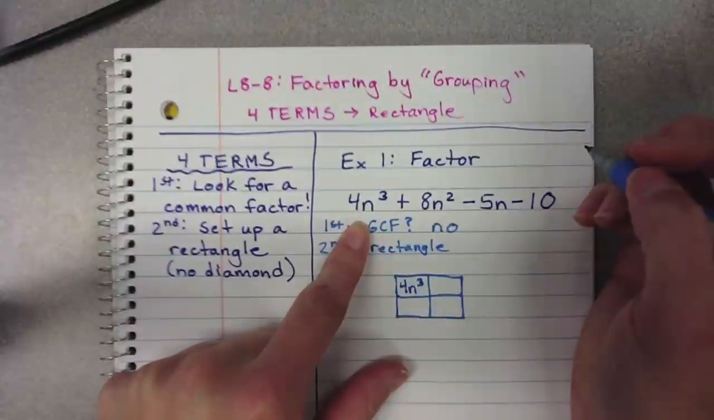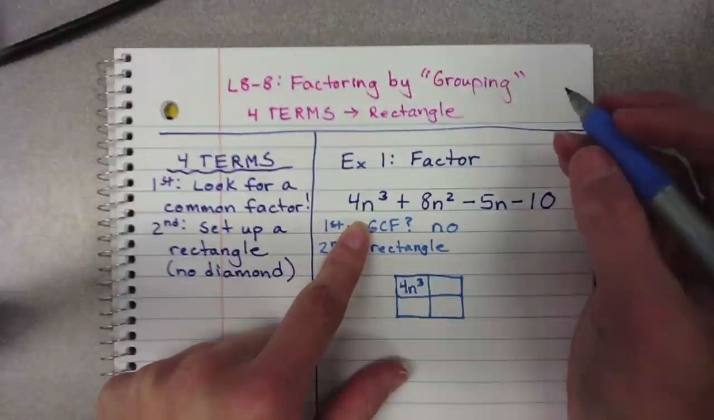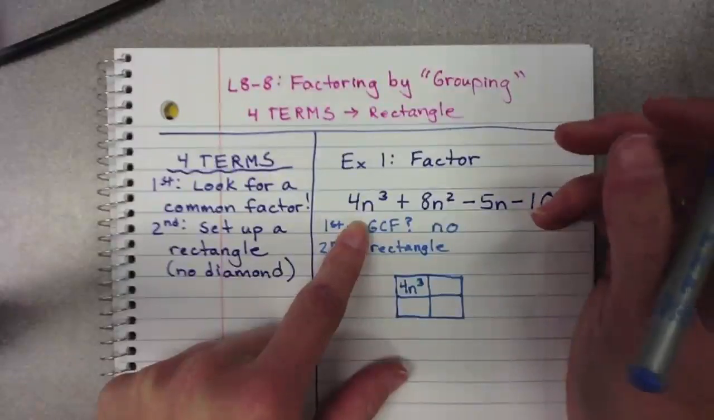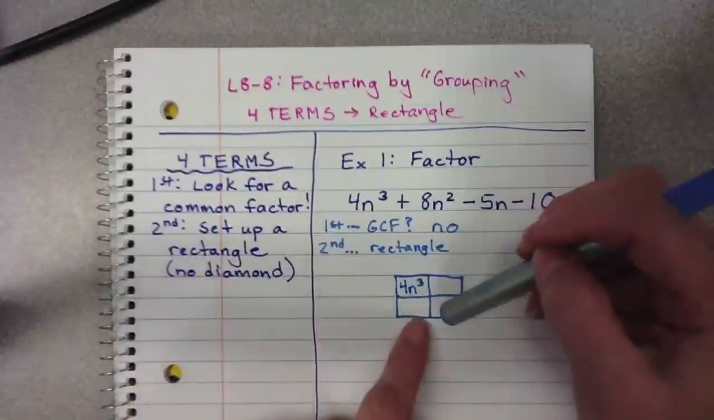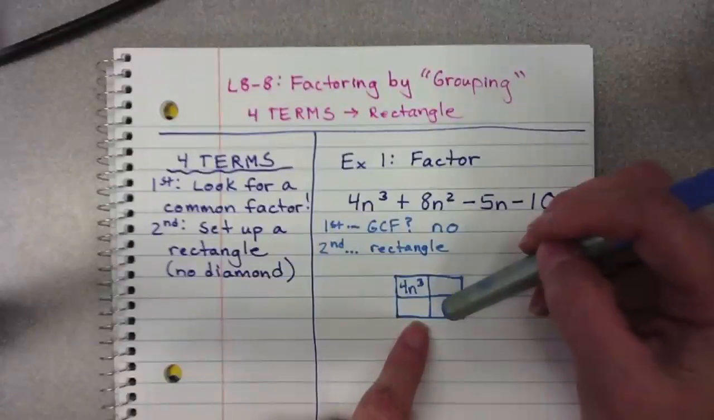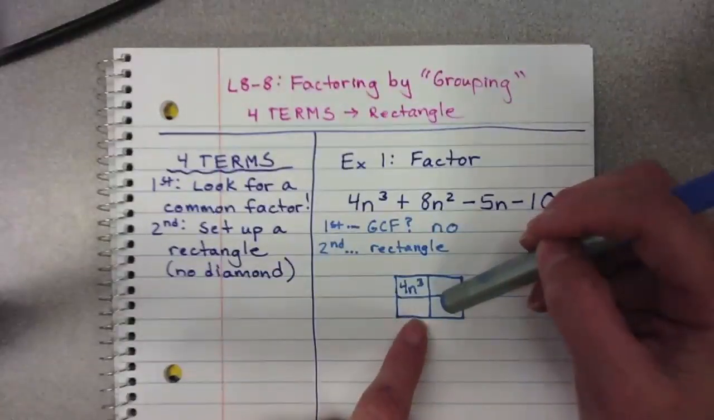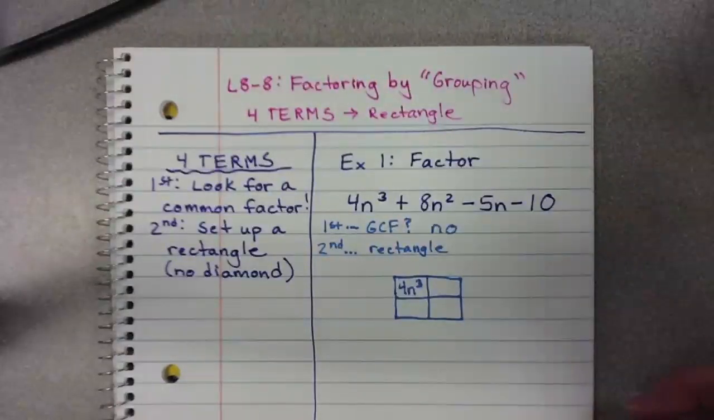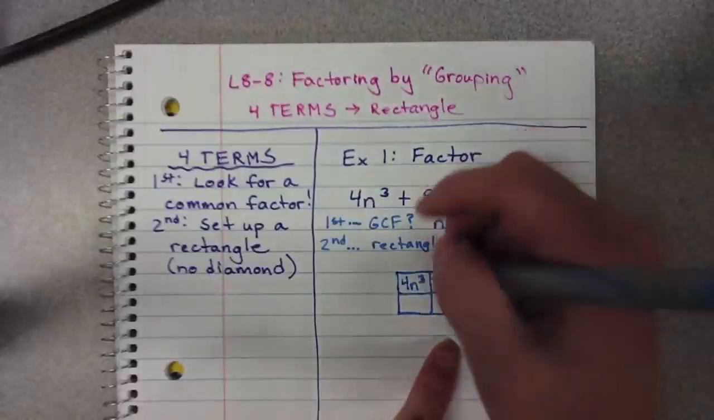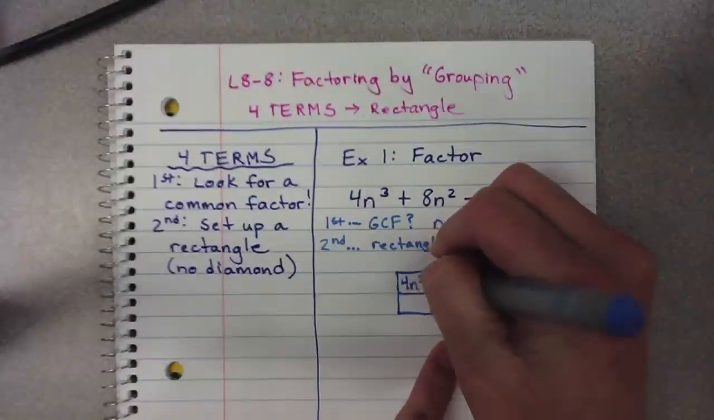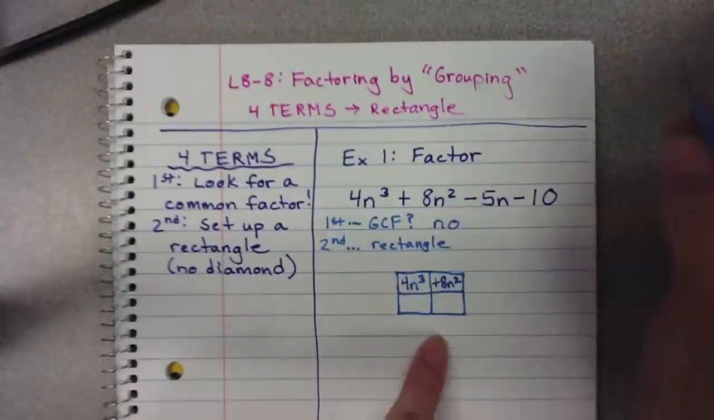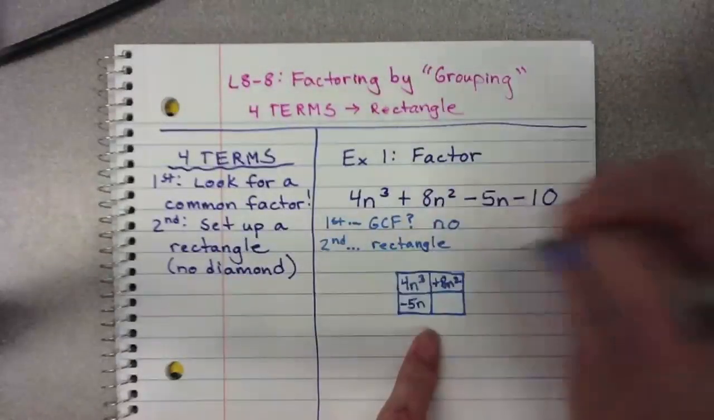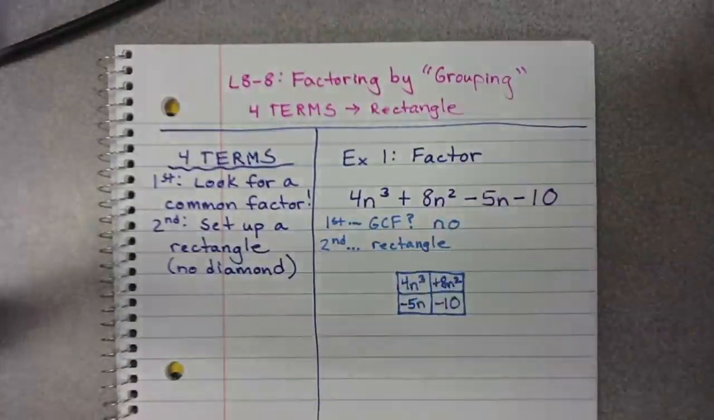Because we're doing the opposite of what we learned last time. Last time you were putting things on the outside and multiplying them to get what goes in. Now you have what goes in, you're going to be factoring to get what goes on the outside. So you're doing the exact opposite. So 4n cubed plus 8n squared, subtracting 5n, subtracting 10. Always make sure it's in standard form.